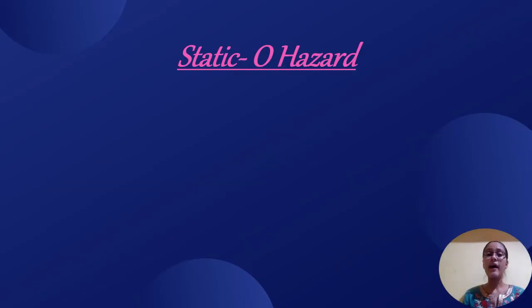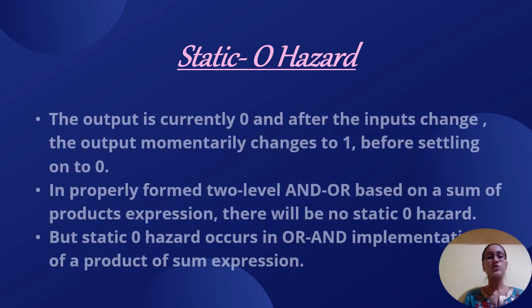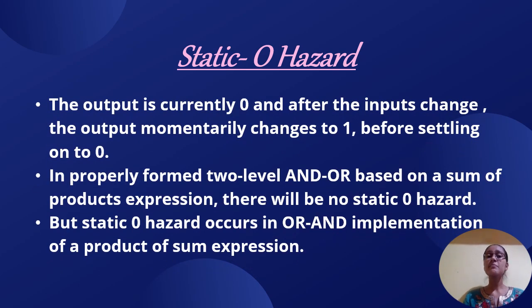So I'll be discussing the static zero hazard and dynamic hazard in depth. If we know about the static zero hazard, then it is a bit easier to understand static one hazard. So in my explanation, I'll be going into depth on the static zero hazard and its covers. So what is static zero hazard? As I mentioned before, the output should remain at 0, but due to some unwanted switching transient, as we change the input, the output momentarily changes to 1 before settling on 0.